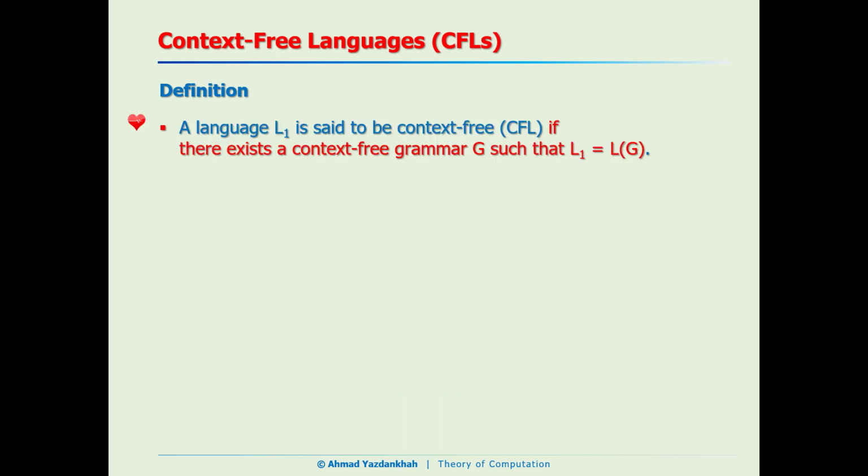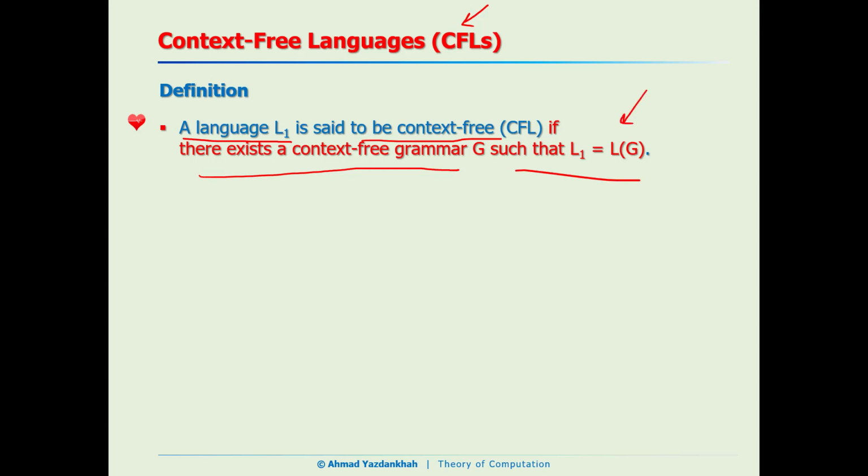All right, what is a context-free language? A context-free language is a language produced by a context-free grammar. So easy. And we call them CFL. All right. So a language L1 is said to be context-free if there exists a context-free grammar that produces it.